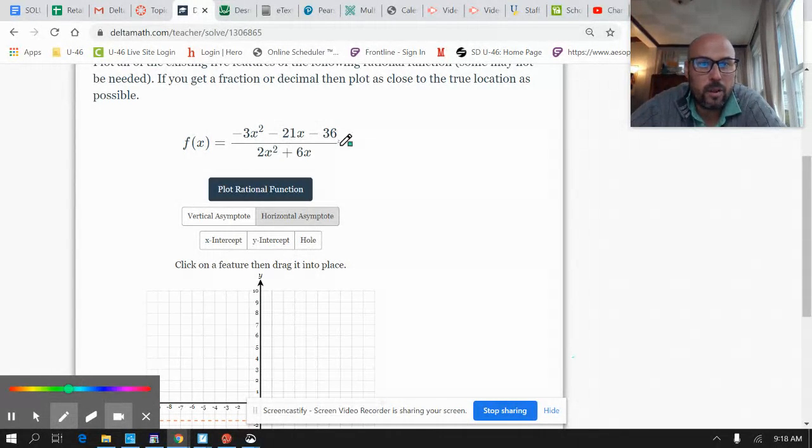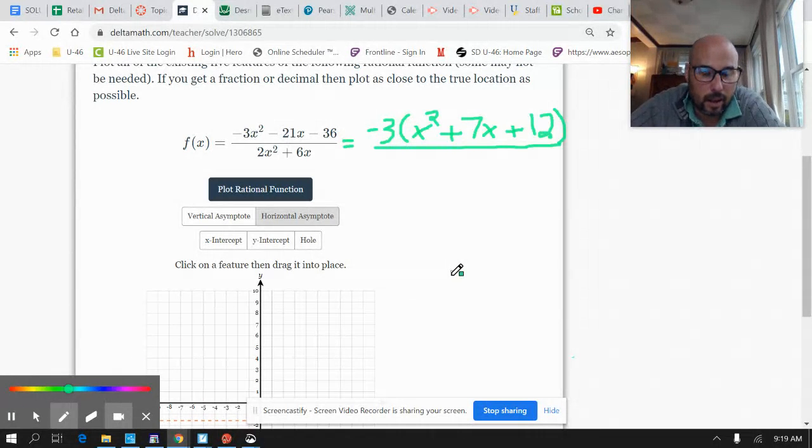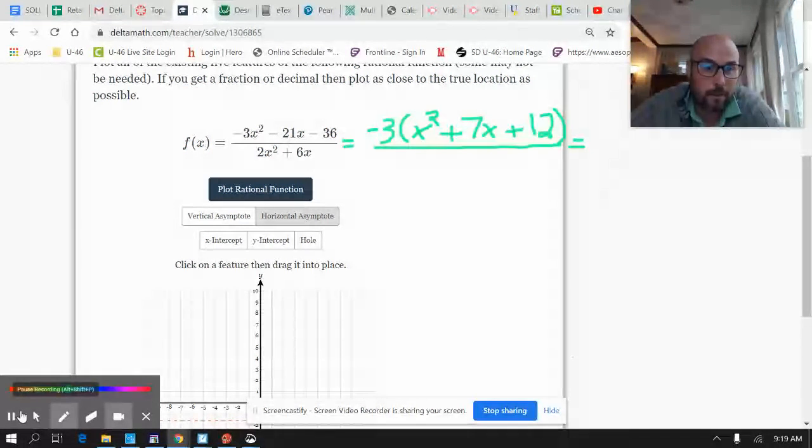So the numerator, those are some big numbers, but fortunately I can look for a GCF, and there is a GCF. I'll take out a negative 3. That will get rid of all these negatives. And when I do that, let me pause the video. I get this. And this will also be factored further. I'll have to find two numbers that multiply to 12 and add to 7, which I can do. That's 4 and 3. The denominator also has a GCF of 2x, so I'll factor that out.